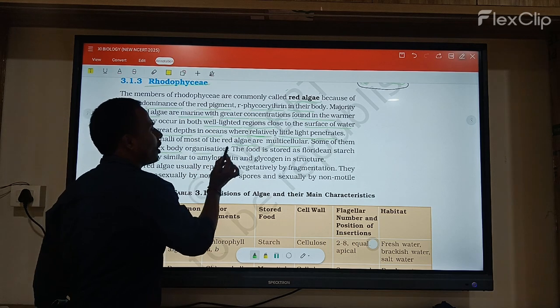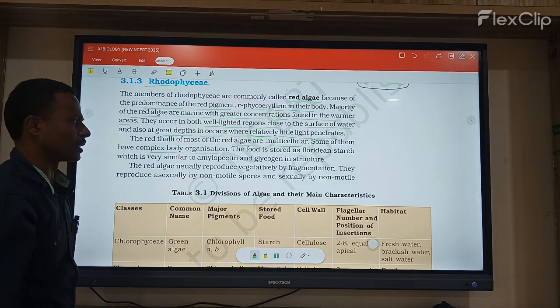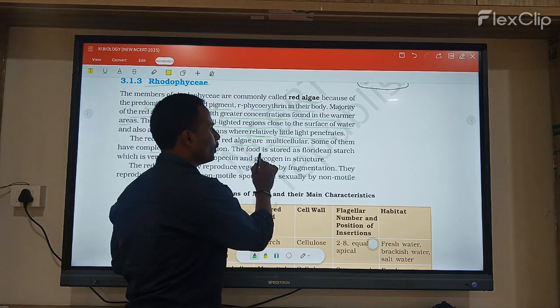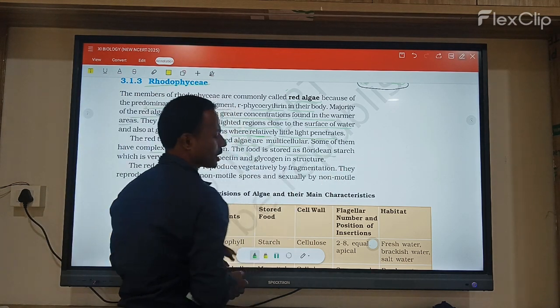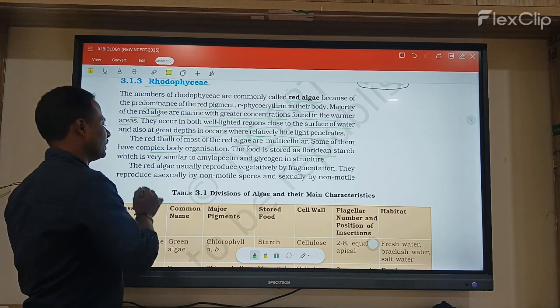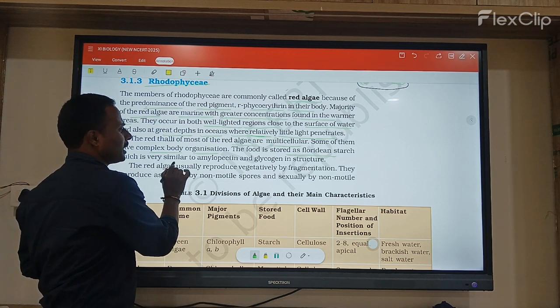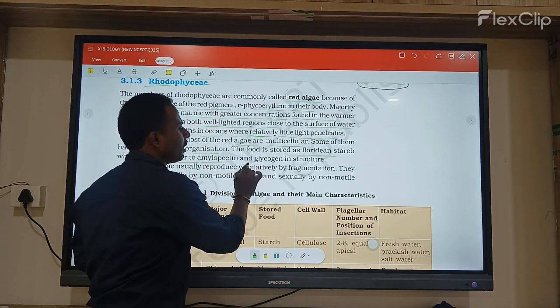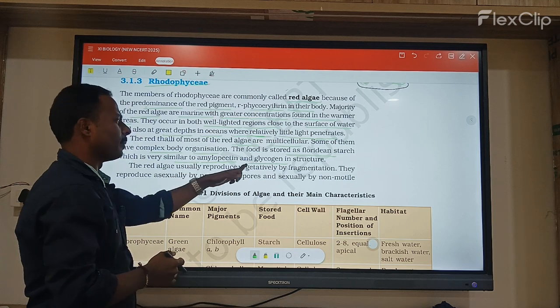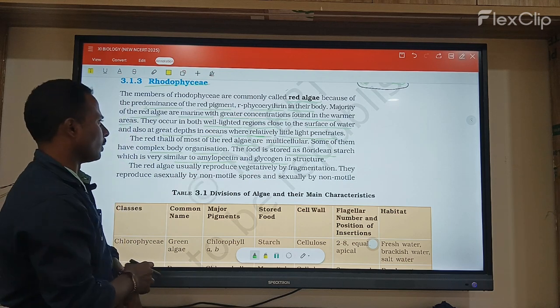Next, the thallus of most of the red algae is multicellular and some have a complex body organization. Mostly they have complex body organization, and the food is stored in the form of floridean starch. In Rhodophyceae, their food is mostly stored in the form of floridean starch, which is very similar to amylopectin and glycogen structure.